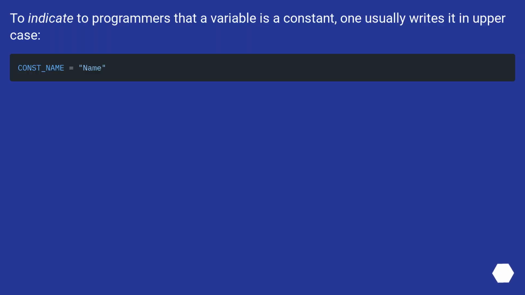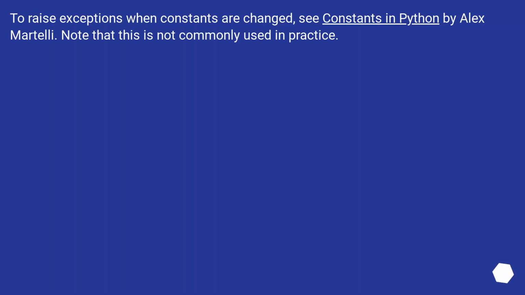To indicate to programmers that a variable is a constant, one usually writes it in uppercase. To raise exceptions when constants are changed, see Constants in Python by Alex Martelli. Note that this is not commonly used in practice.